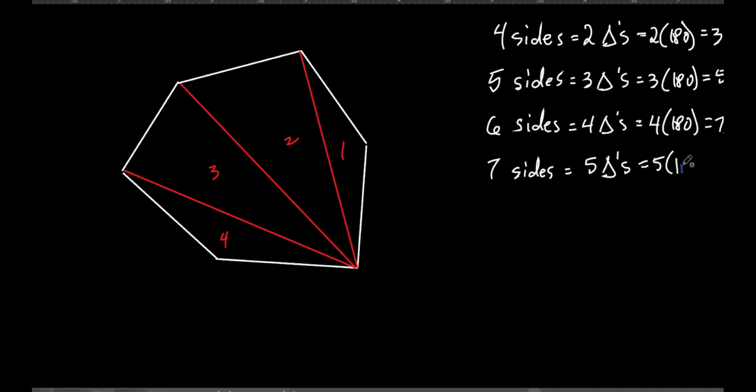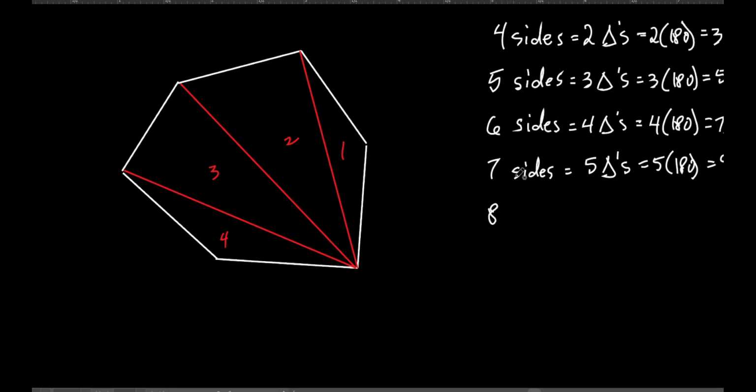So it's 5 times what? 180. I don't know what that is off the top of my head. I should know it. 180 times 5 is 900. Okay, so it's 900. That's not one that I use all that often.